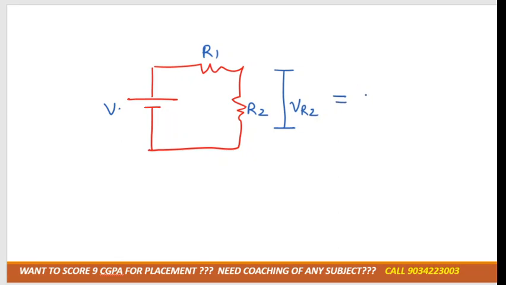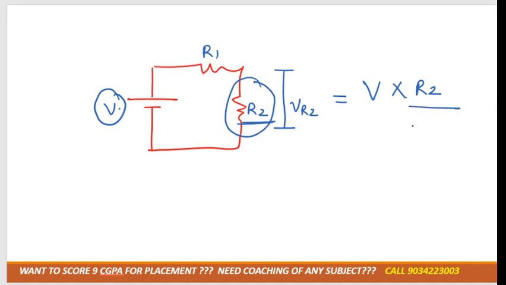For that we have to apply the voltage division rule, that is total voltage, which is V over here, multiplied by the resistance in which we need to calculate voltage, that is R2, divided by the sum of resistors which are connected in series, that is R1 plus R2, right? So this is how we are applying the voltage division rule.